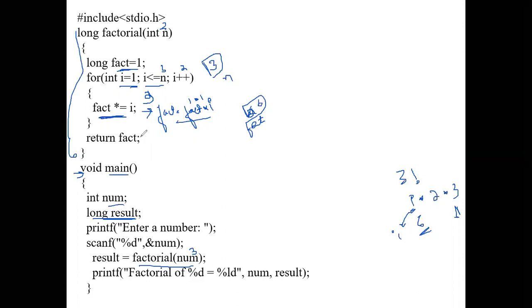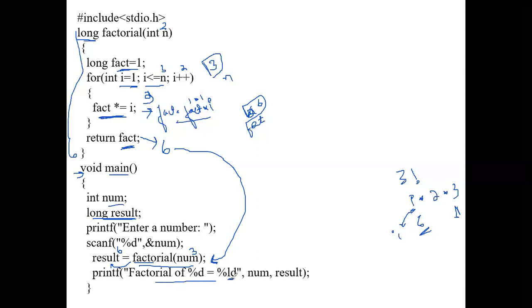Okay, and return 6. This is a return statement. We are returning the value that is there in the variable, 6, and it is of type long. When you encounter this return statement, the control will go to the function call, and the result you get will be stored in the variable result, that is 6. So finally we are going to print factorial of %d is equal to %ld.